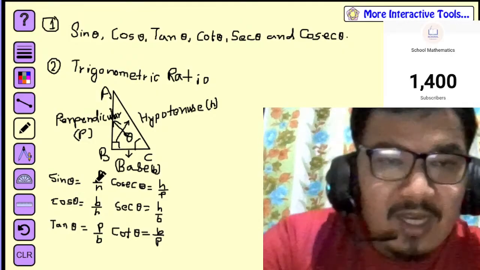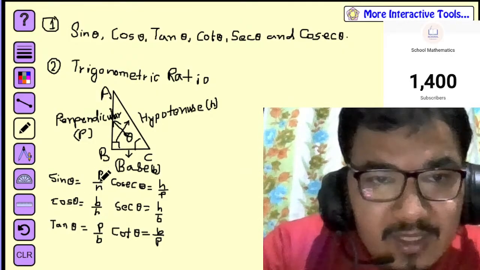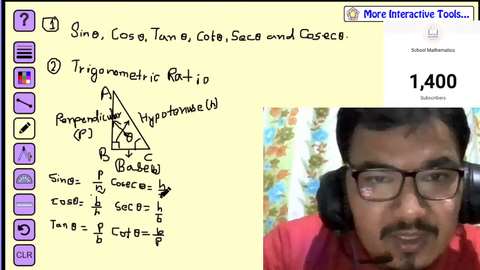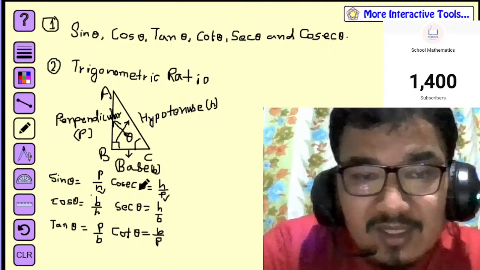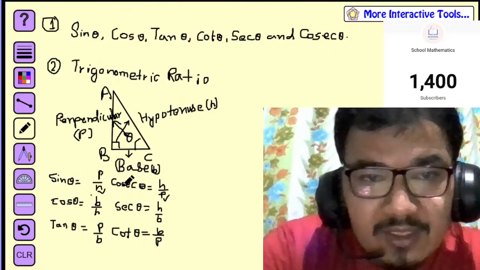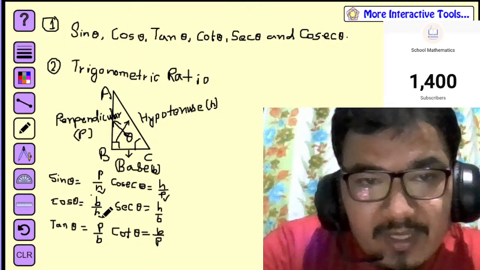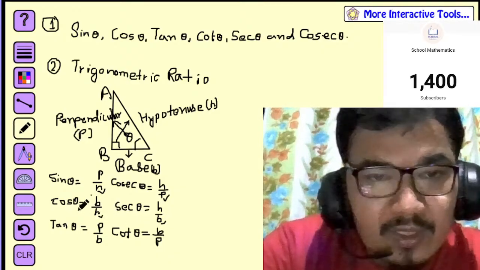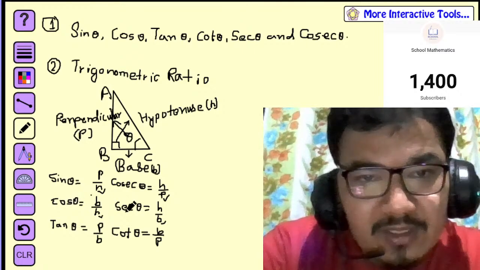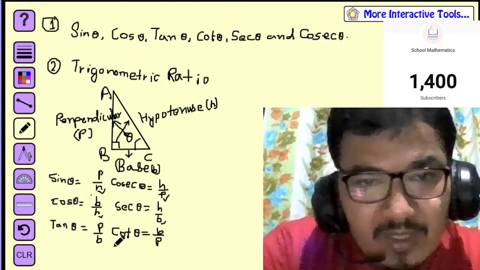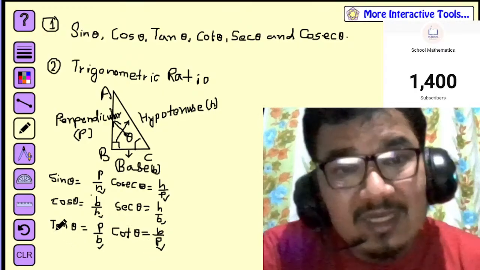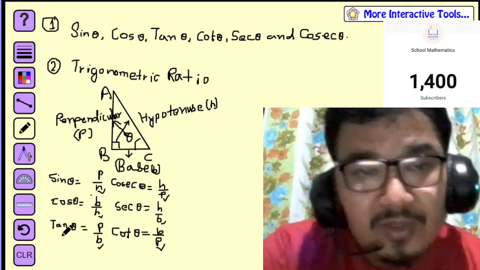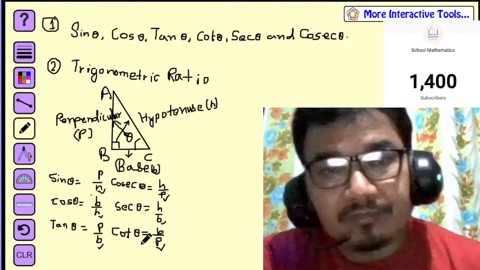From here we can identify a relation. When you multiply this ratio and this ratio, what will come? When you multiply p by h with h by p, it will come 1. That's why the product of sine theta and cosec theta will be 1. Similarly, b by h times h by b gives 1, so the product of cos theta and sec theta is 1. Similarly, tan multiplied with cot gives 1, because they are reciprocals of each other. B and b cancel, p and p cancel. That's why tan and cot give the product 1.